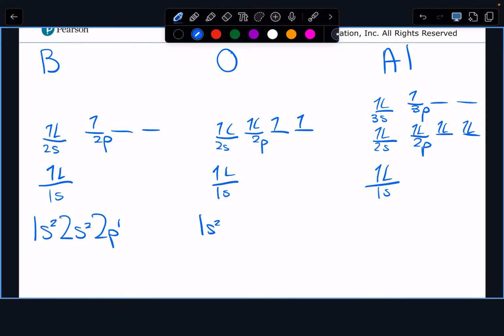Okay, so double check you have these correct. I'm also going to write down the electron configurations just as a reminder.